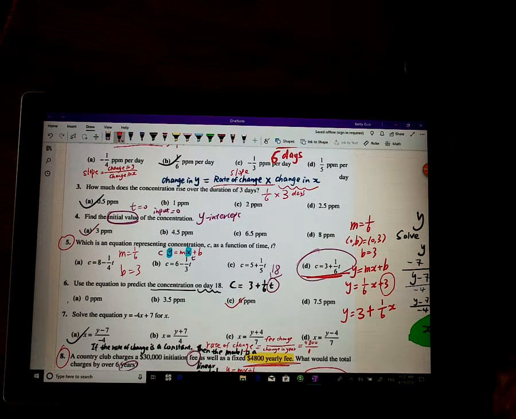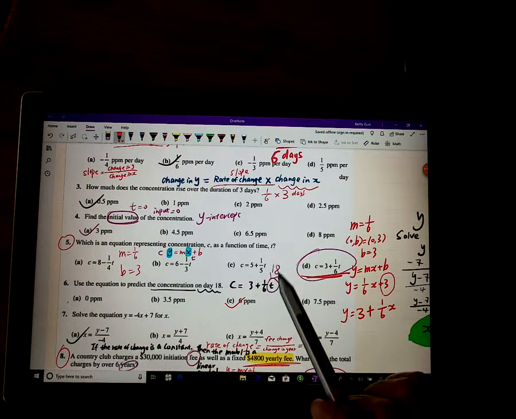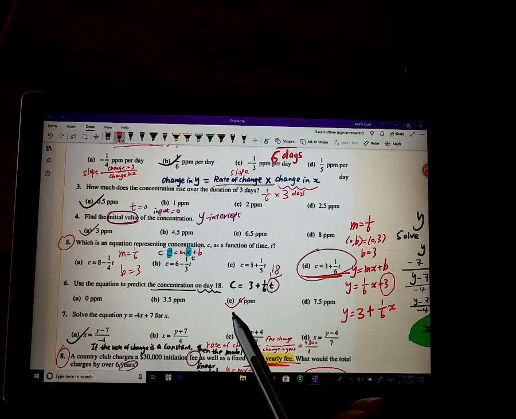Number 6, use the equation to predict the concentration on day 18. Then we just plug in t equals 18. We would have the concentration equals 6 ppm.